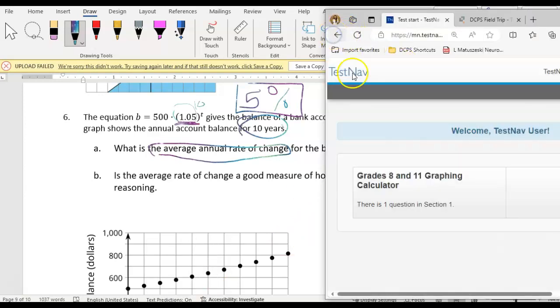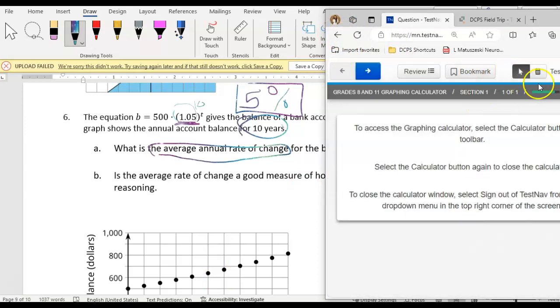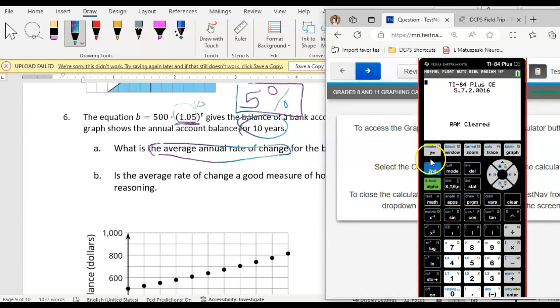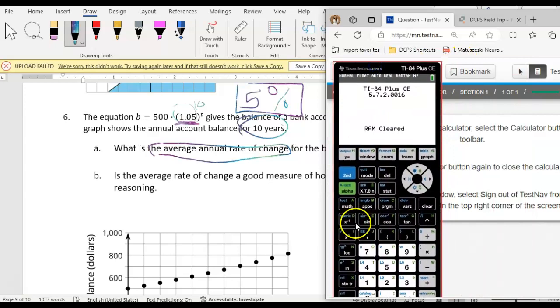Let's go ahead and fix this because I want to get this graphing calculator up so you can see it. And so we're going to go ahead and plug in if we are looking at 10 years. So we have 500 times 1.05 to the power of 10, right? That's how much it will be after 10 years. And so that is 814.45.